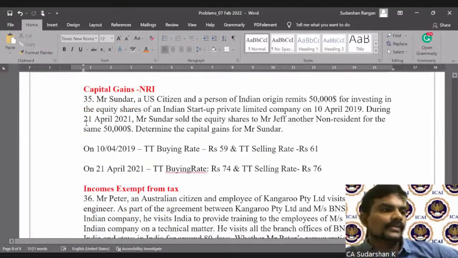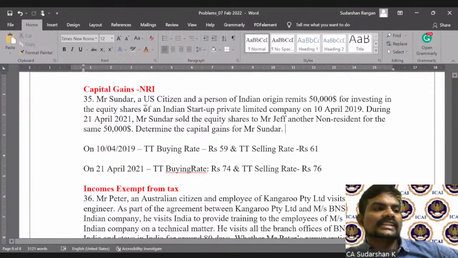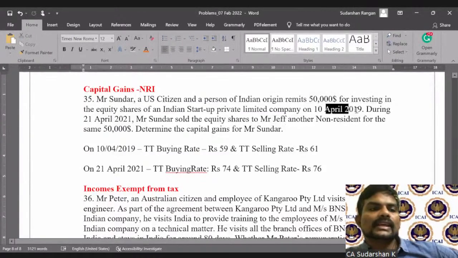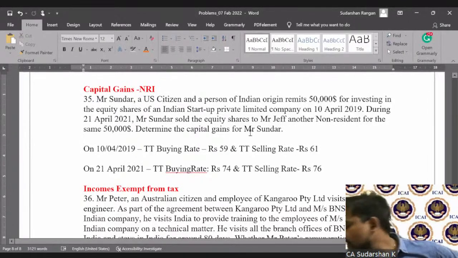Let's look at this. Question number 35. Mr. Sundar, a US citizen and a person of Indian origin, remits $50,000 for investing in the equity shares of an Indian startup private limited company on 10th April 2019. On 21 April 2021, Mr. Sundar sold the equity shares to Mr. Jeff, another non-resident, for the same $50,000. Determine the capital gains for Mr. Sundar.